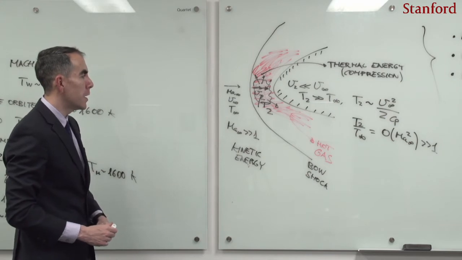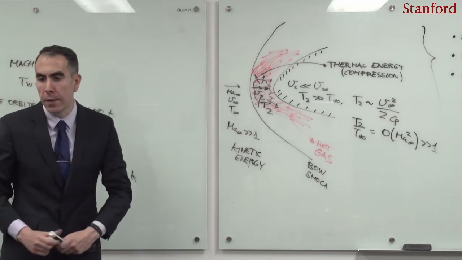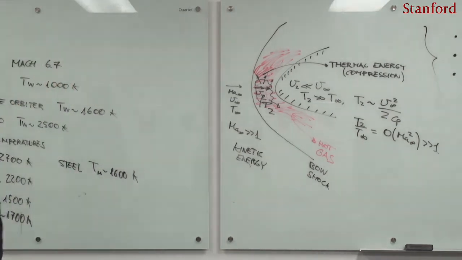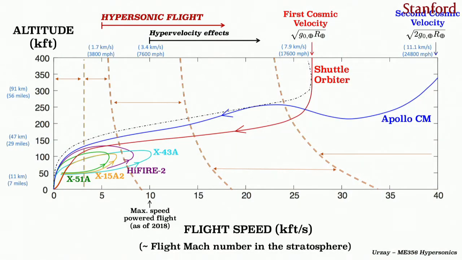In order to see those effects, let's look at the chart in the slide. In this slide, you have, as before, altitude on the vertical axis, and on the horizontal axis the flight speed in kilofeet per second. Again, the horizontal axis can be understood as the Mach number in the stratosphere.